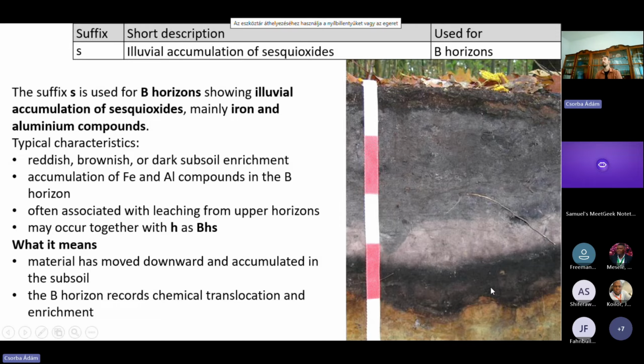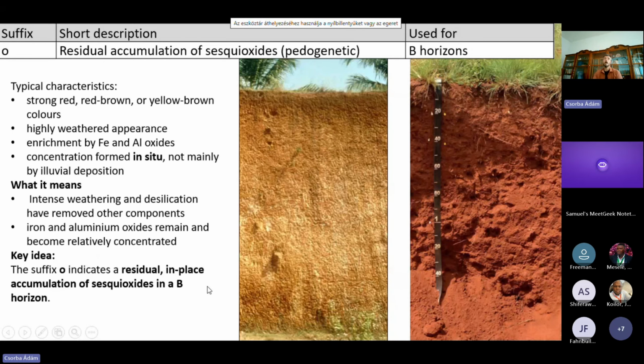So in the so-called podzol soils, in very sandy materials, under very acidic conditions, the mobilization of the organic matter together with these aluminum and iron compounds forms a very characteristic BHS horizon in the soil. O index, residual accumulation of sesquioxides.